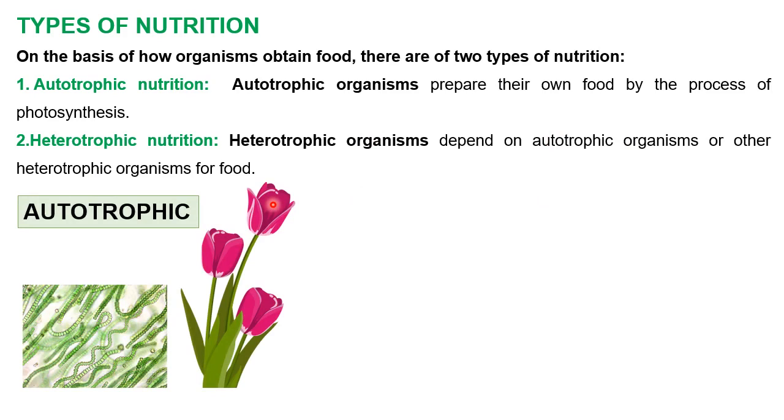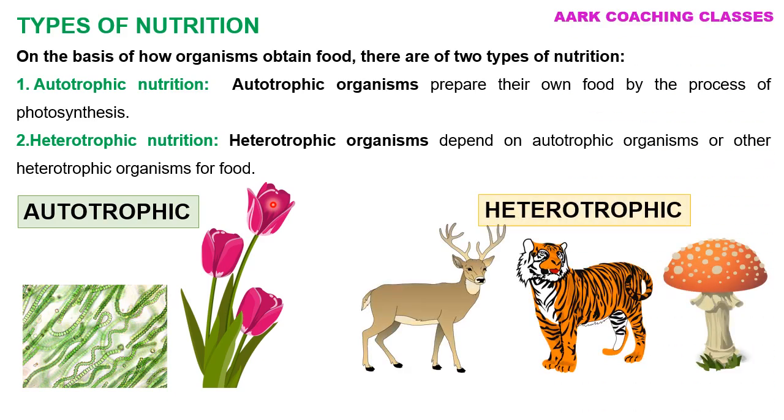Autotrophs: plants, algae, etc. Cyanobacteria. Heterotrophs are shown over here.